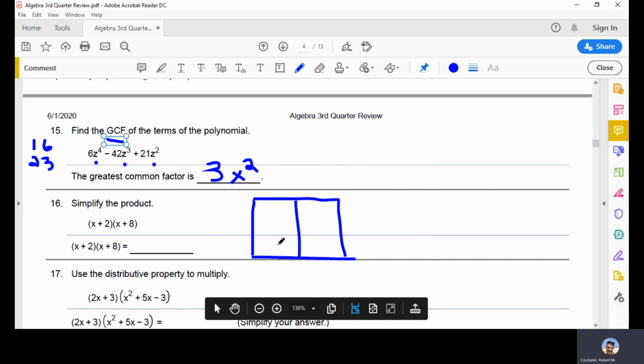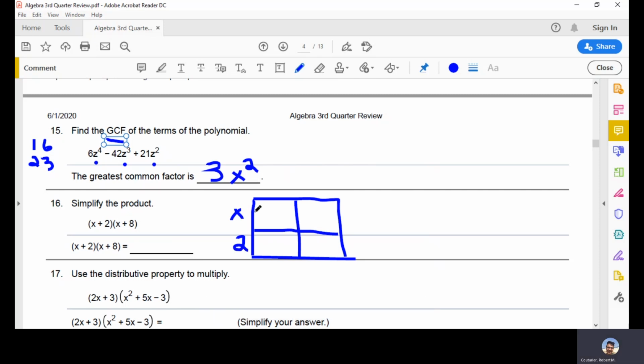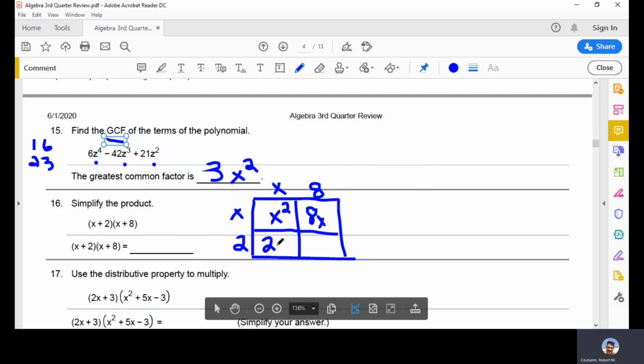Box method. All right, one monomial, x plus 2. The other monomial, x plus 8. X times x is x squared. Here we have an 8x. So we're multiplying these boxes. X times 2 is a 2x. And 2 times 8 is 16.